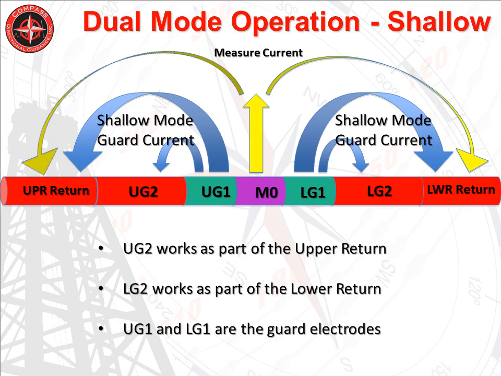The guard current is not measured. Its only job is to focus the measure current. Only the current flowing out of the measure electrode is measured and used to compute R apparent for the shallow mode.